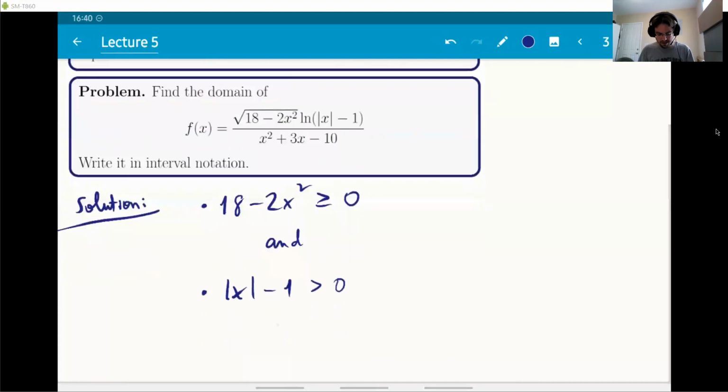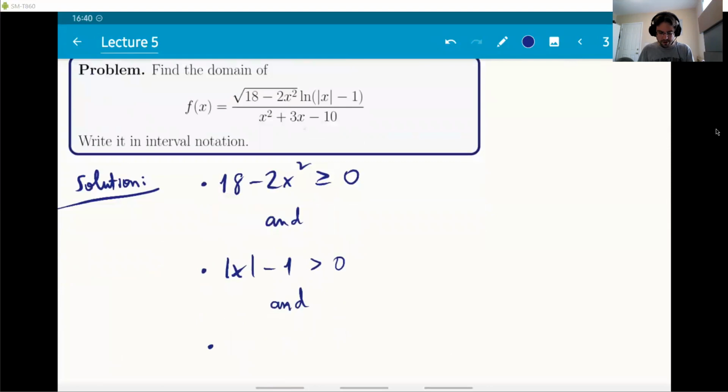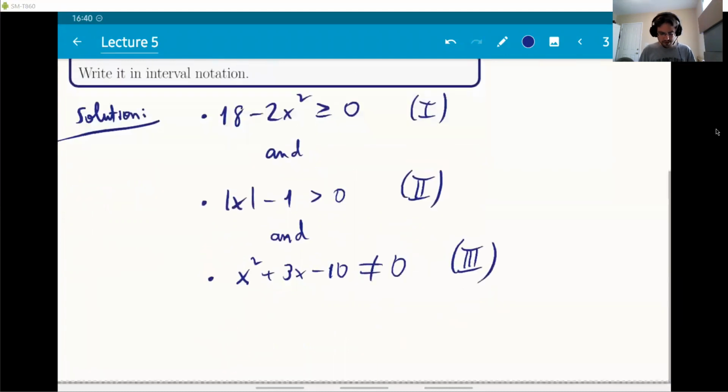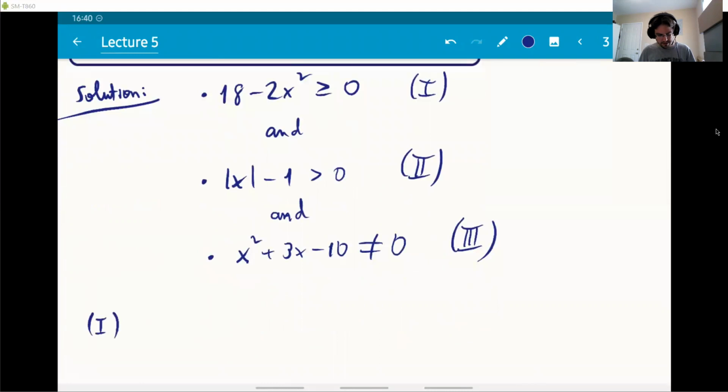And then finally, the thing that we have as a denominator, well, denominators cannot be 0. We need all these three conditions together. Let me call them 1, 2, and 3 because we're going to analyze them separately now. All three conditions will give us only specific values of x, and that's how we find the domain. So let's study number 1. When is this larger than or equal to 0?